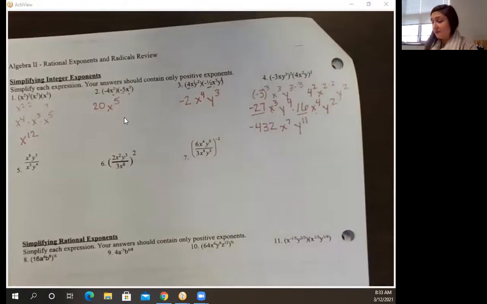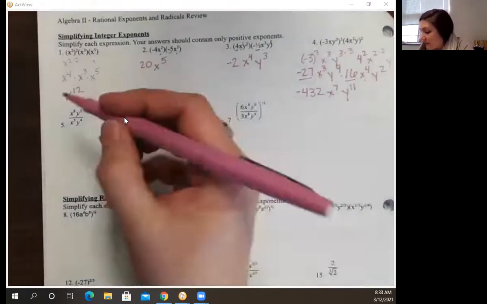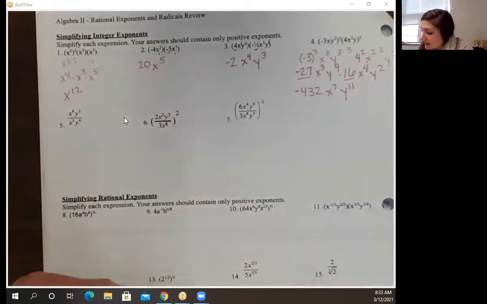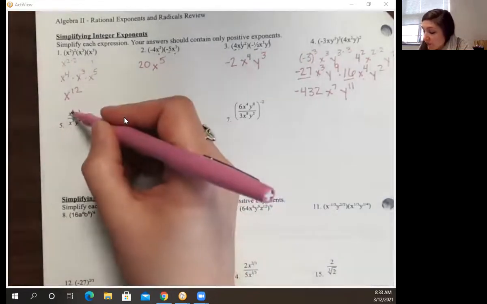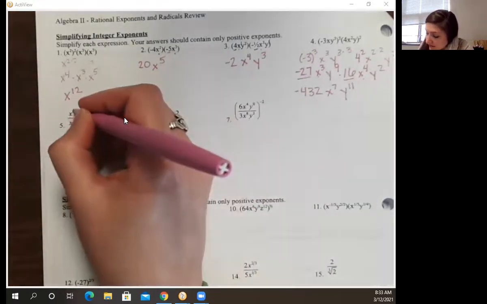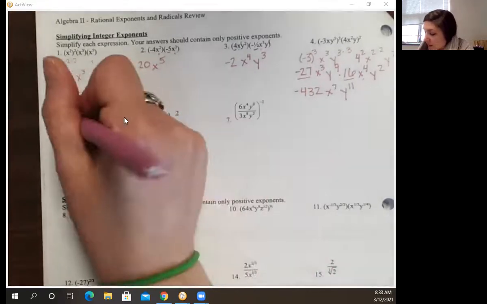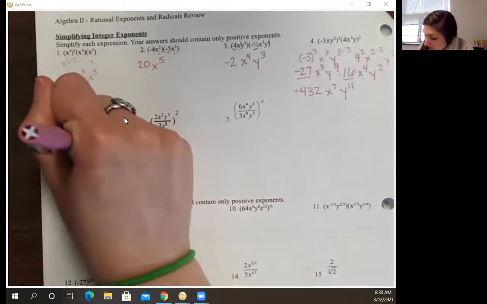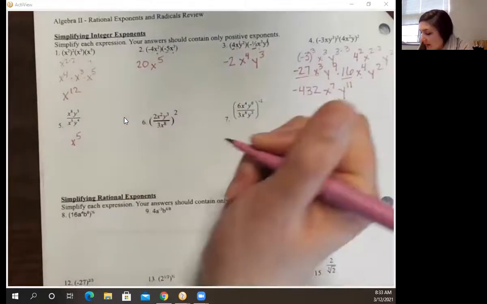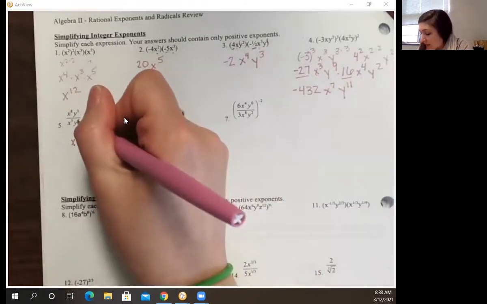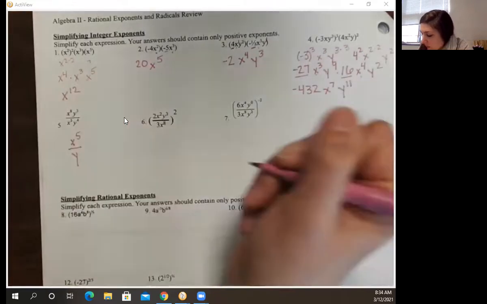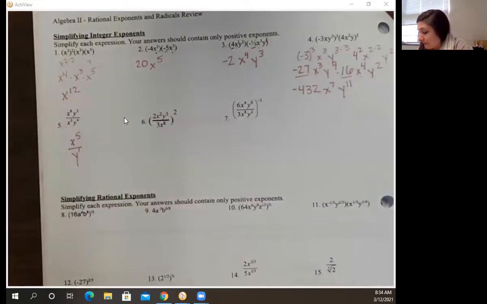For number 5, I'm dividing now. Remember, when we divide terms that have the same base, we subtract our exponents. So I'm going to do big minus little, and then it will stick where that bigger exponent was. So 8 minus 3 would be 5. So I've got x to the 5th on top. And then for my y's, that bigger exponent is on bottom. So 4 minus 3 would be 1. So I've got y, or y to the first on the bottom.